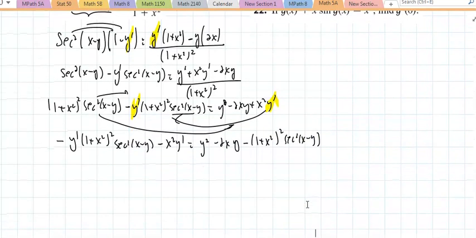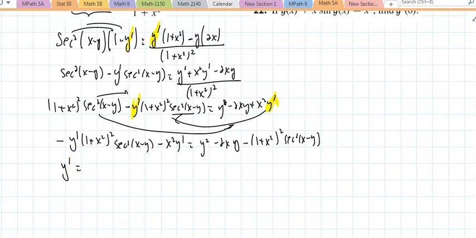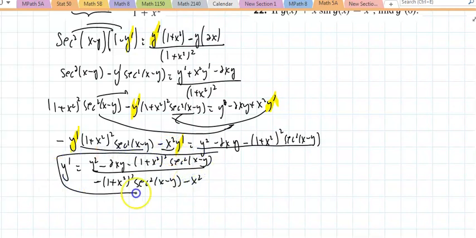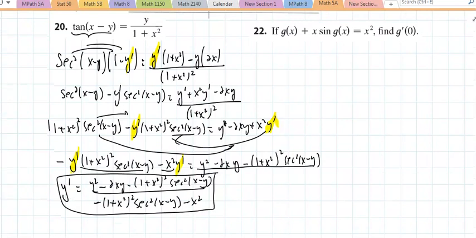Now, if I factor a y prime out, I'll get all of this mess, divided by what? This? You could play with that a bit, manipulate it a bit, factor a negative out of the denominator if you wish. It makes no difference whatsoever.